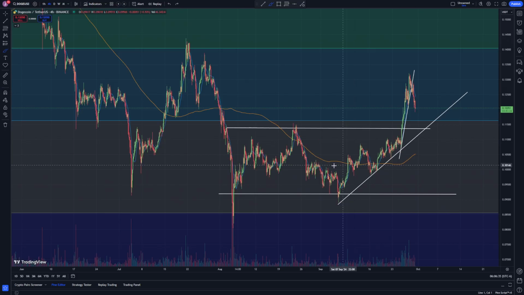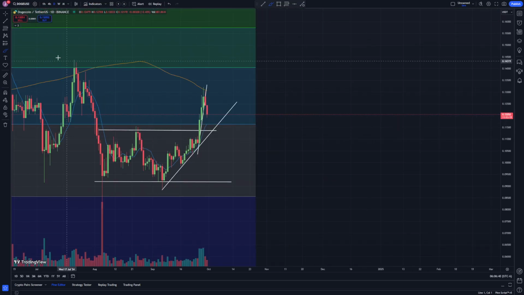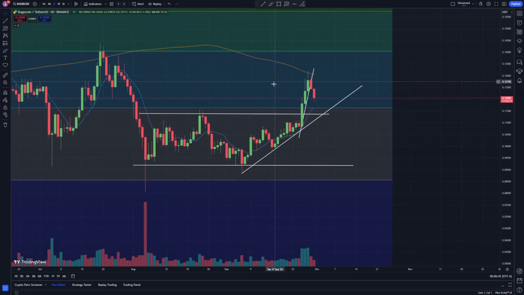And if we go to the daily time frame, let me just show you this real quick. We're still above the daily 9 moving average. Let me zoom in. Okay, so we have this blue line right here, which is the 9 moving average on the daily time frame. We're still above that, which is good.